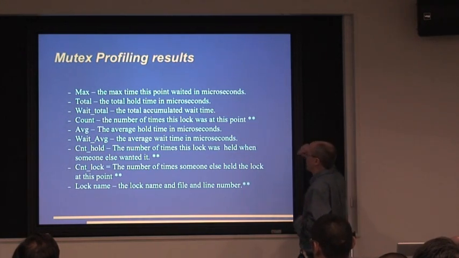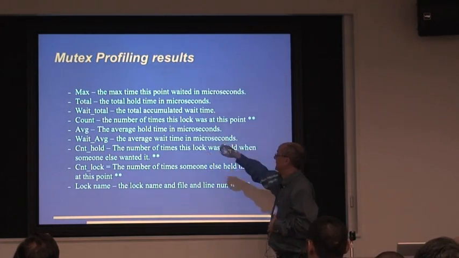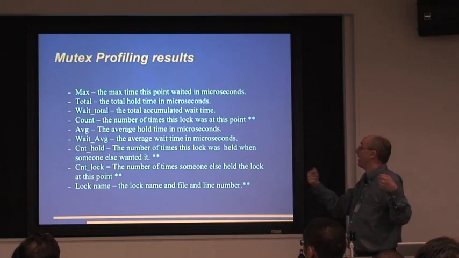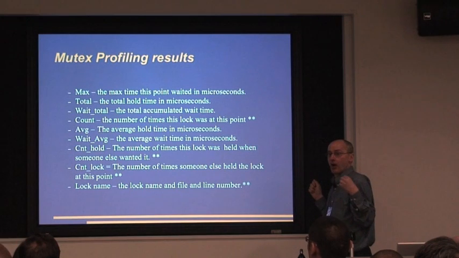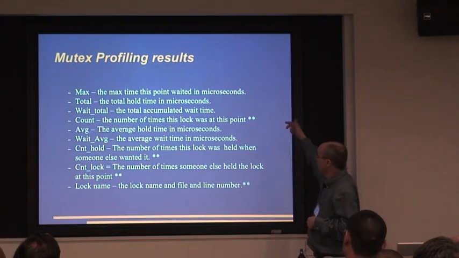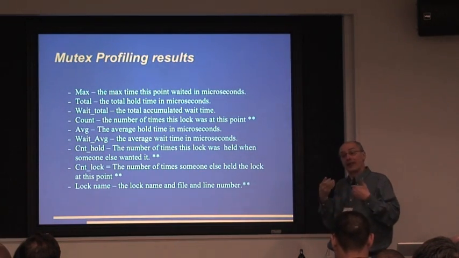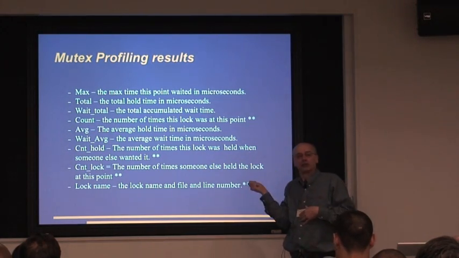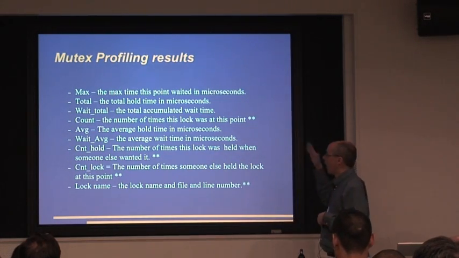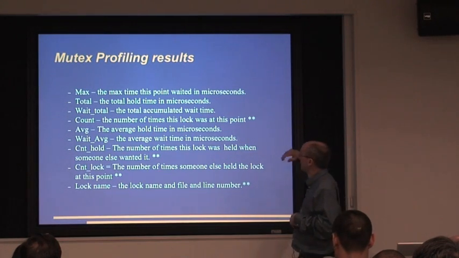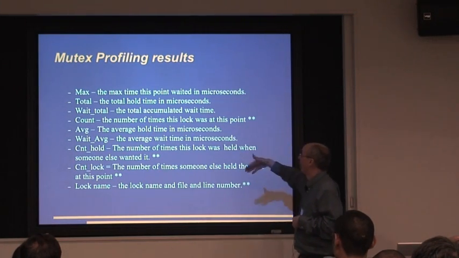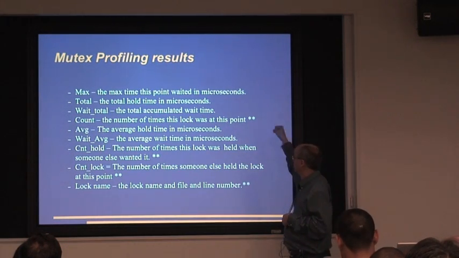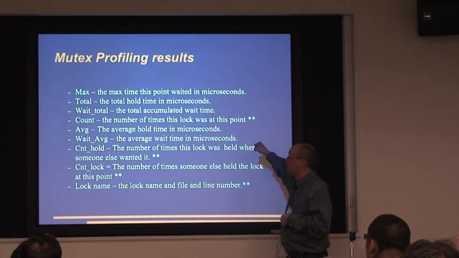Now, before I go into showing you the SCTP results I got when I first approached this, I'll describe to you basically what those headers mean. So max is the maximum time that whatever is being shown waited, in microseconds. So how long it had to wait. Total would be the total hold time that lock was held. So if you saw some number in the hold time, that means the lock was held for that many microseconds. All the values, I believe, are microseconds. The wait total is the total accumulated wait time. The count is the number of times that at that point in the code you grab the lock.